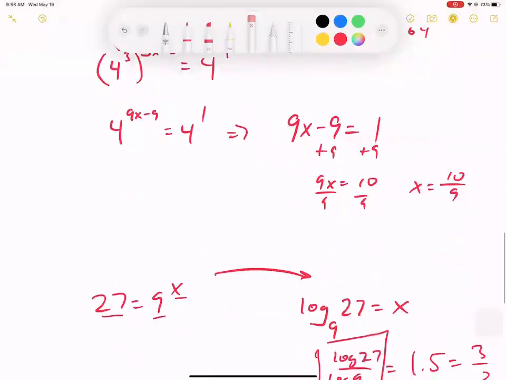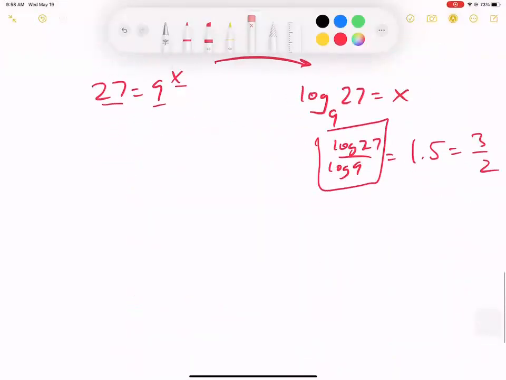Okay, now here's the method that we're working on today. We worked on identity before. Now we're going to work on solving this algebraically. So here's what we're going to do. We're going to use a common log to solve these. 27 is equal to 9^x. Now, if I walk into the room and I see this problem and I have a calculator with me, I can say, well, if I'm solving for exponents, what tool do I need?